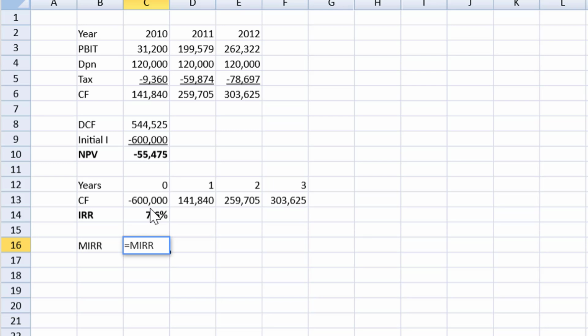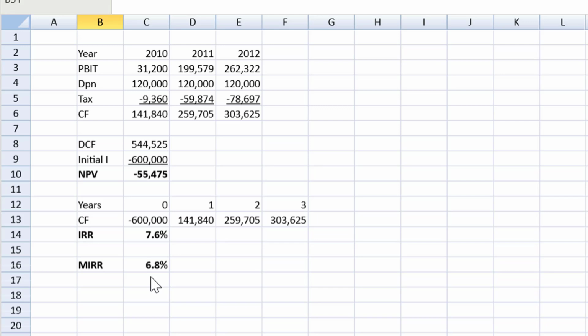equals MIRR, open parentheses. First argument, grab your range of cash flows, including year zero, comma. Now we put in the financing rate, which is our cost of capital, 0.125. And then the final argument is the deposit rate, okay? So the reinvestment rate. So that's 0.045. Close out the brackets. Reformat that to a percentage. And there we go. We are rocking, team. We've calculated the modified internal rate of return nice and quickly.